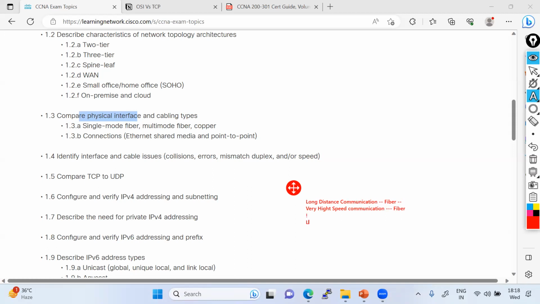If you want low distance communication, right? Low speed communication, then please use copper. So where could low distance communication be? It could be in the LAN. And high distance, long distance communication, it could be the WAN.